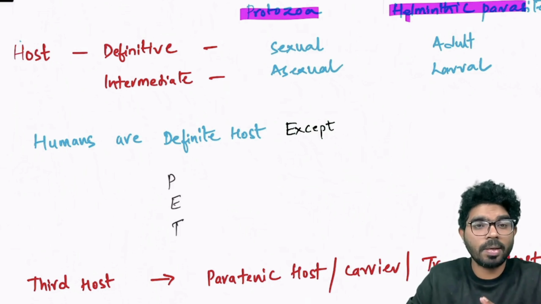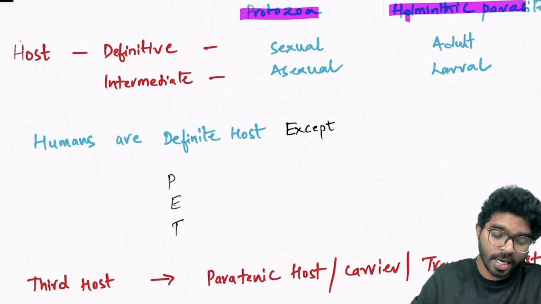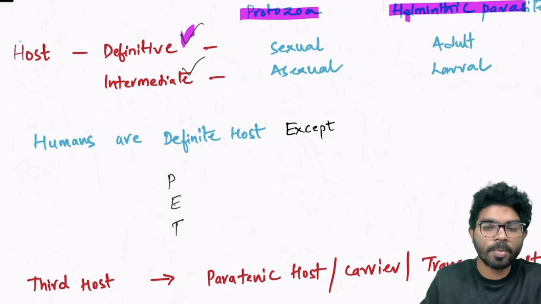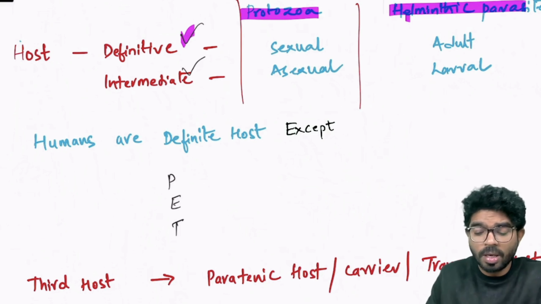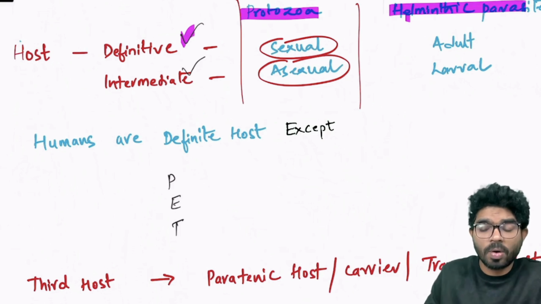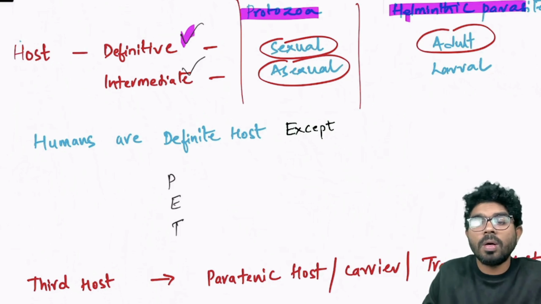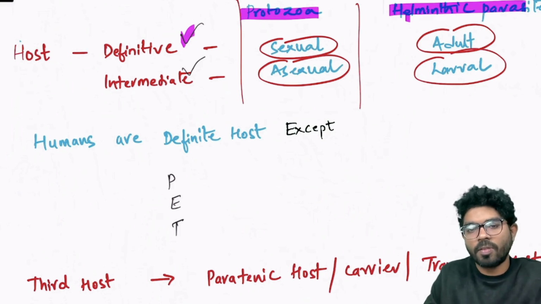So the hosts of these parasites are divided into one is definitive host, and second one is intermediate host. When we're talking about protozoans, the definitive host is a host where the sexual cycle takes place, whereas in the intermediate host the asexual cycle takes place. When I'm talking about helminthic parasites, the definitive host is a host which is going to host the adult form, whereas the intermediate host is going to host the larval form. So that is the difference between the protozoa as well as helminthic parasites.